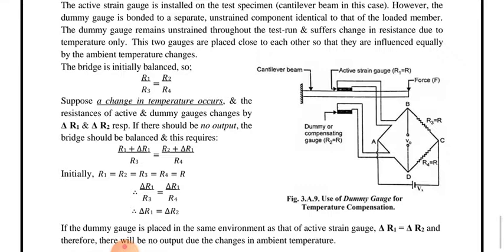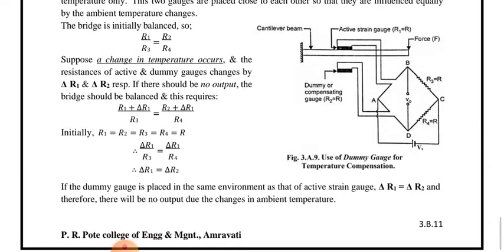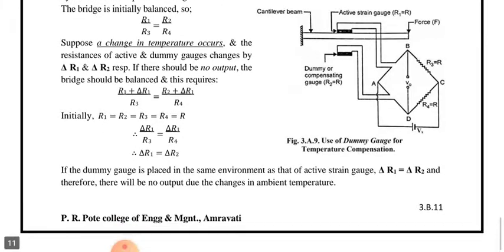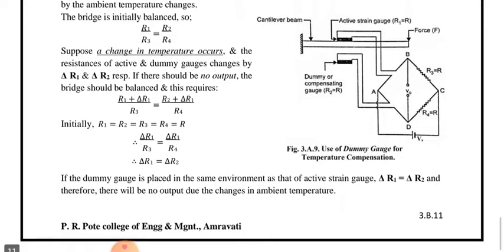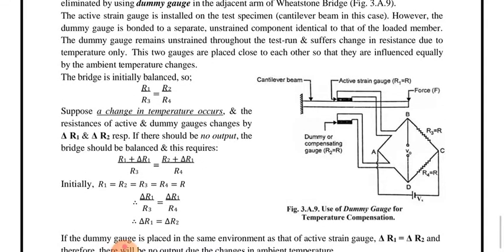And as all the resistances are equal, the denominators cancel out, so delta R1 equals delta R2. If the dummy gauge is placed in the same environment as the active strain gauge, then delta R1 equals delta R2, and therefore there will be no output due to the change in ambient temperature. This is the dummy gauge, which is used for the measurement of strain under environmental conditions.